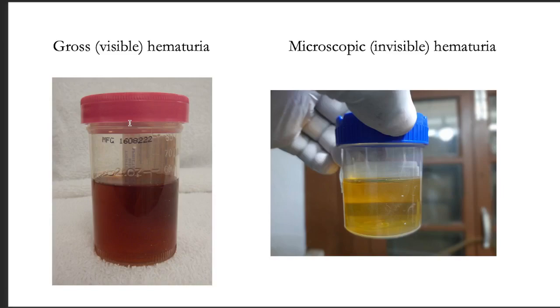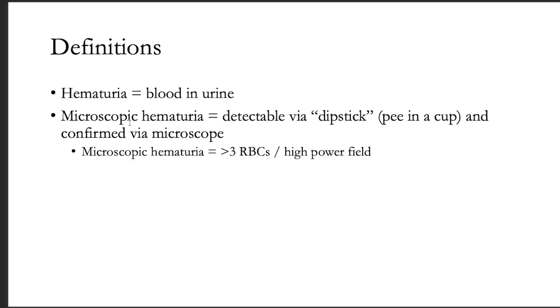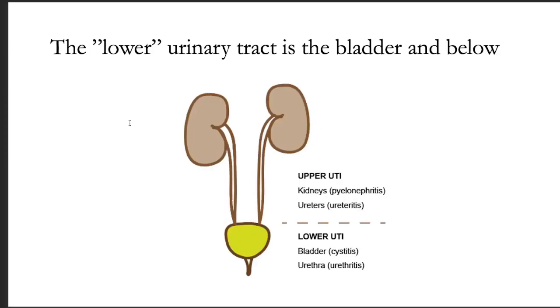So there's two types of hematuria. It's either if you can see it or if you can't. When you can't see hematuria, it's called microscopic. This is only detected on a lab assay like urinalysis. And the laboratory definition is more than 3 red blood cells per high power field. Some places say 4, some places say 6. It really depends on your institution.